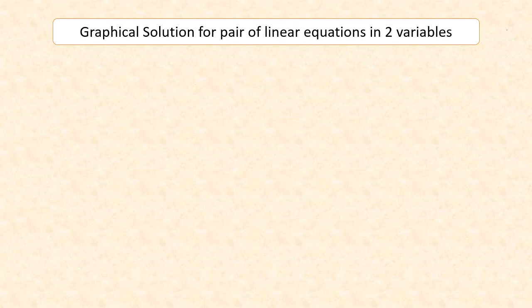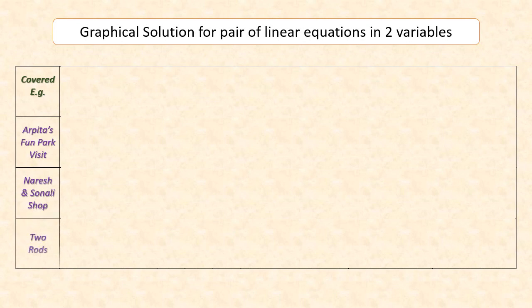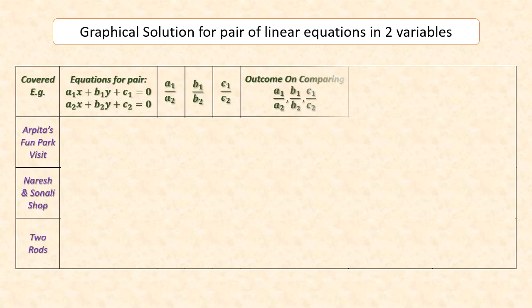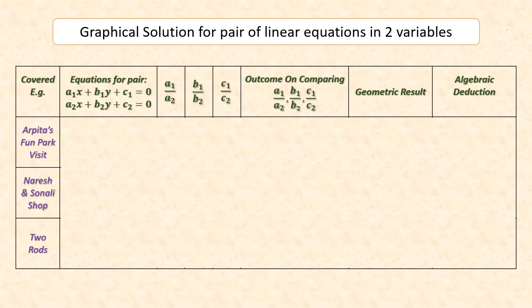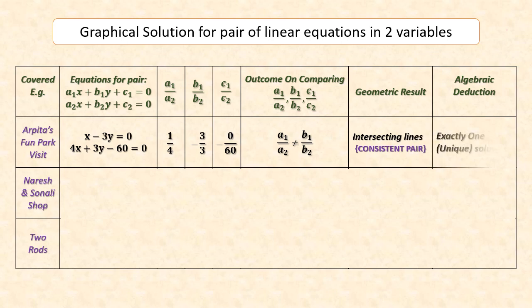Now, let us make a table for the three situations covered as examples for the pair of linear equations in two variables, and summarize them by relating the ratios of corresponding coefficients along with the geometric and algebraic interpretations. We will make use of the standard form for the pair for reference. In Arpita's example, the equations are as shown. The ratio of coefficients will be as shown. On comparing, we find that A1 by A2 is not equal to B1 by B2. On graph, these are intersecting lines. Algebraically, they have exactly one unique solution.